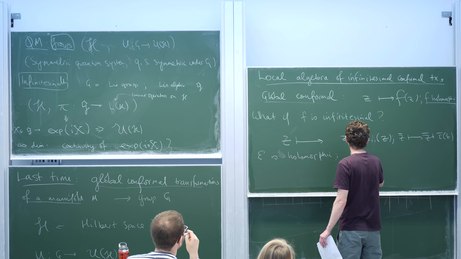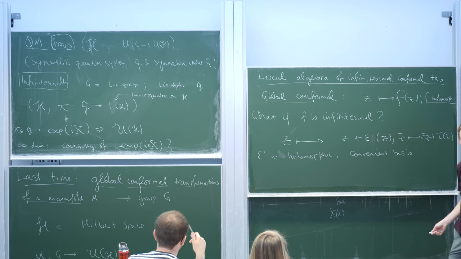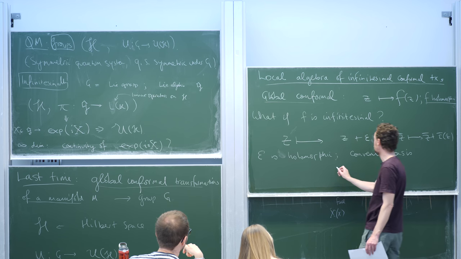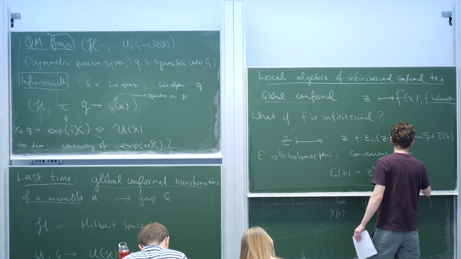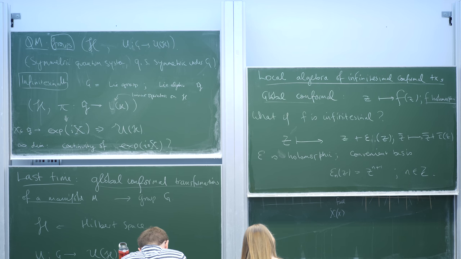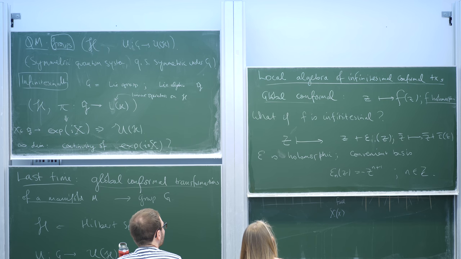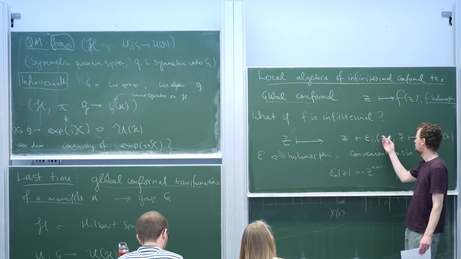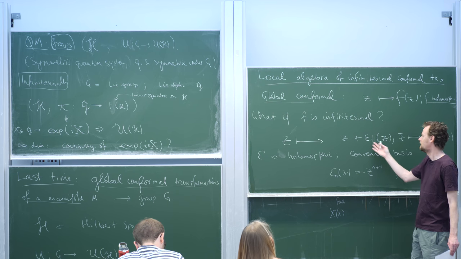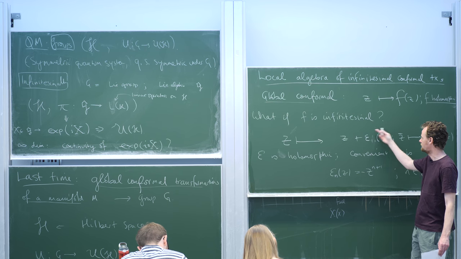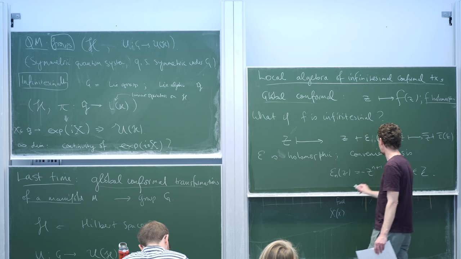Now, there's a convenient basis for these epsilons, and that's the one that's furnished by epsilon_n(z), which is z to the n plus 1. Oh, I put a minus sign there. Makes no difference. And this just means, well, just take the Laurent expansion for epsilon. And you'll see that every infinitesimal holomorphic function is going to be a linear combination of, well, all z's to all powers, right? So that's a basis.